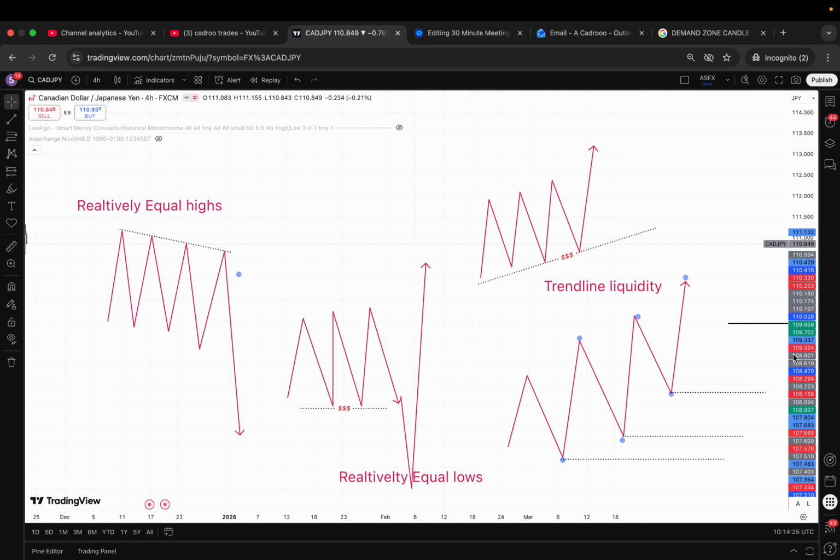If you guys notice, I've been explaining all these concepts in a very, very simple way that you guys will understand. So once you understand structural liquidity and how it's being taken out, you understand that trading is all about being patient. Patience is the name of the game.